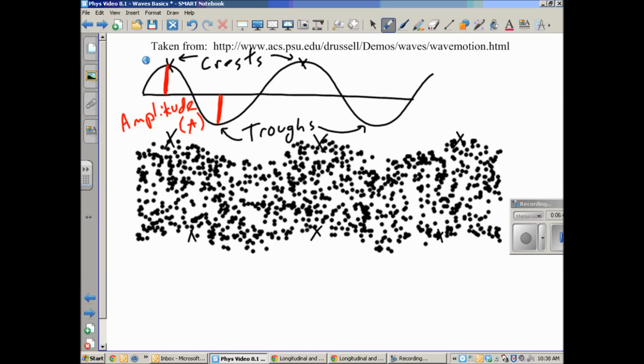The height of a crest, this distance here, or the depth of a trough is called amplitude. I'll give you a definition of that in a minute, written out. But that's the height of a crest or the depth of a trough. Please keep in mind that if you watch one of these particles, that particle is going to go down and up, down and up. The amplitude is just half of the distance that it goes. So that is the deal with transverse waves.